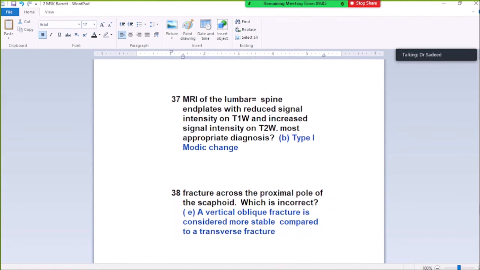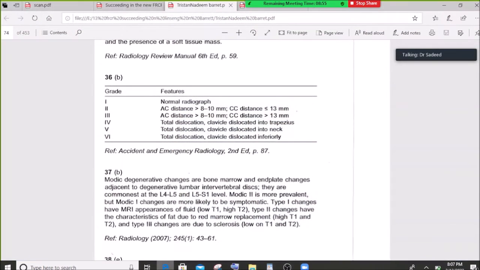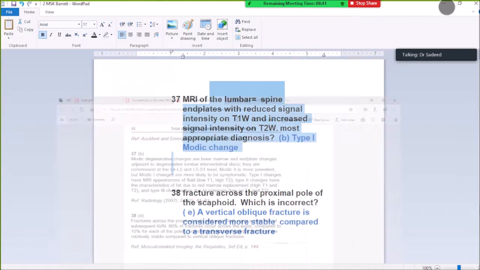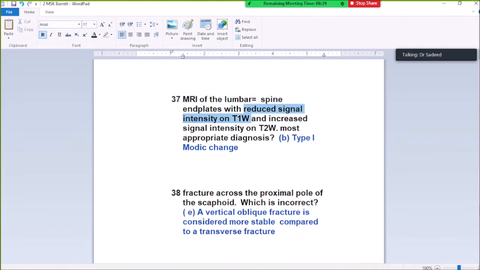Question number 37. MRI of the lumbar spine shows endplate changes with reduced signal intensity on T1 and increased signal on T2. Diagnosis: Type 1 Modic changes. Type 1 Modic changes have MRI appearances of fluid, low on T1 and high on T2. Type 2 changes have the characteristic of fat due to red marrow replacement, so they are high on T1.